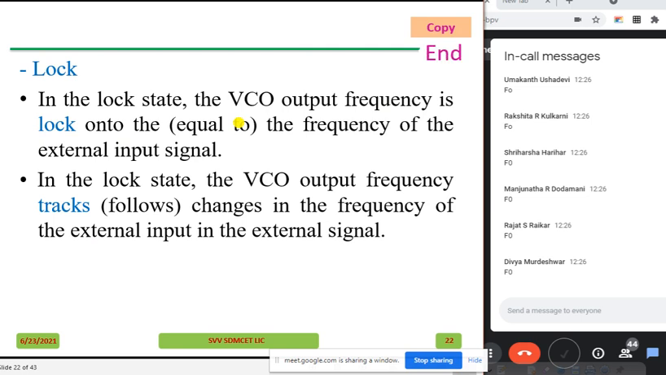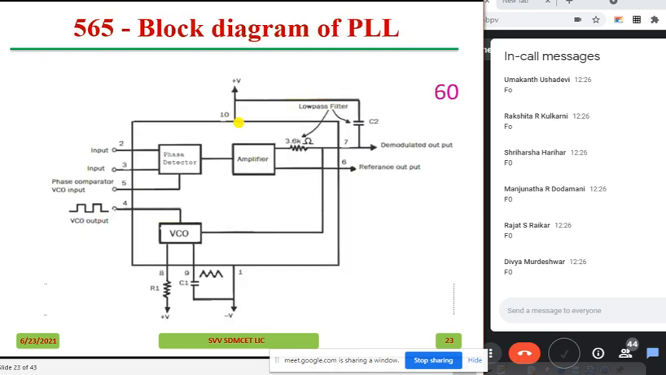Then let us go to the next. This is a block diagram for the 565 PLL. What we have discussed now: phase detector, amplifier and voltage controlled oscillator. I have to give the feedback. Therefore, whenever I am conducting any experiment, I will short pin number 5 and 4 so that the VCO output I am giving back to the phase detector. Phase detector will compare the input frequency and this frequency, and give the error voltage. So this is how 565 works. It is the same block diagram you have seen, within the IC, that's all.